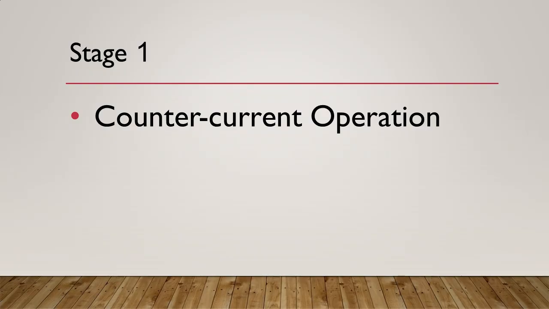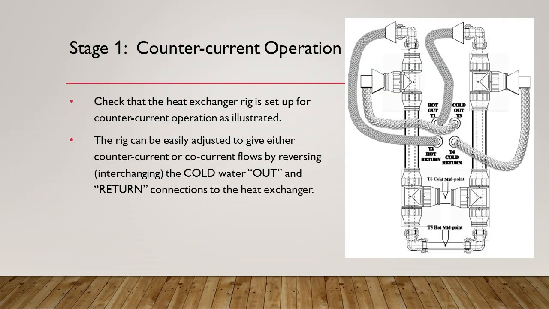At stage 1, we are going to do counter-current operation. Check that the heat exchanger rig is set up for counter-current operation as illustrated in the figure. If the tube connection is not correct, you should disconnect the tubes at the plug positions and interchange the cold water out and return connections to the heat exchanger.